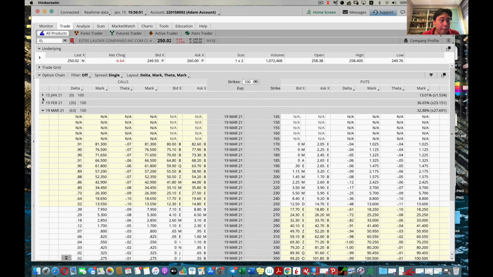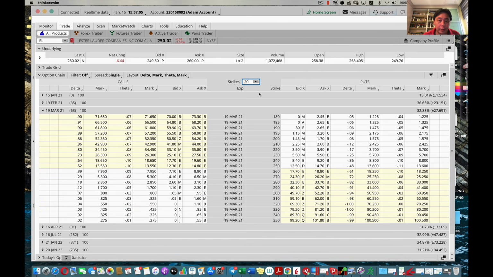I'm going to open that up, and you can see on my left are call options, on my right are put options. Let me set it to maybe 30 strikes. Or less, let's say 20 strikes. Right now, Estee Lauder's at $250, and I want to lock in the price right now. I could choose a different strike price, whichever I want. I'm going to choose 250, which is right at the market price. So at 250, I'm going to buy a call.